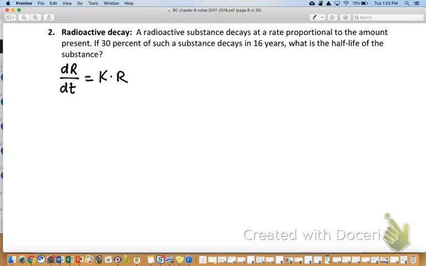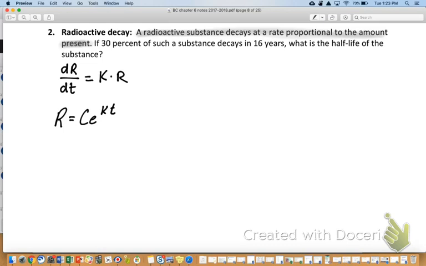So I went ahead and wrote down my differential equation based on this. A radioactive substance decays at a rate proportional to the amount present. So the more that's there, the faster it decays. The less that's there, the slower it decays. Similar idea, but we're talking about decaying instead of growth. So if you wanted to, you could jump right to this and say R equals CE to the KT. And this is a little awkward, but kind of cool the way this works.